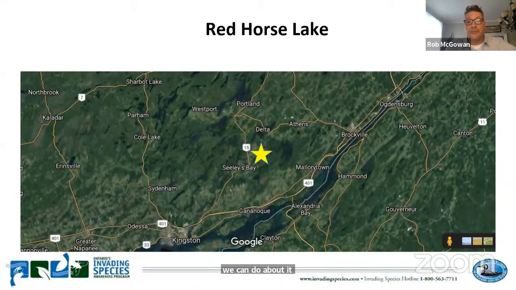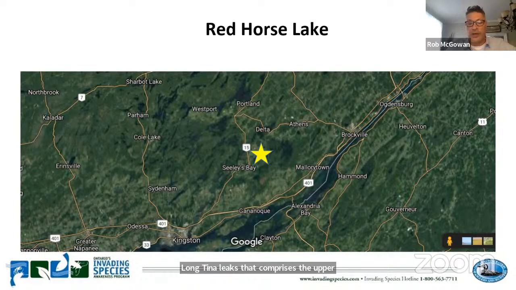So Red Horse Lake is located in Eastern Ontario, halfway between Toronto and Montreal. It's 24 kilometers north of the 401. Red Horse Lake is one of a 28-kilometer long chain of lakes that comprises the upper Gananoque River system. And if you're still not really knowing where you are, it's right beside Charleston Lake Provincial Park.